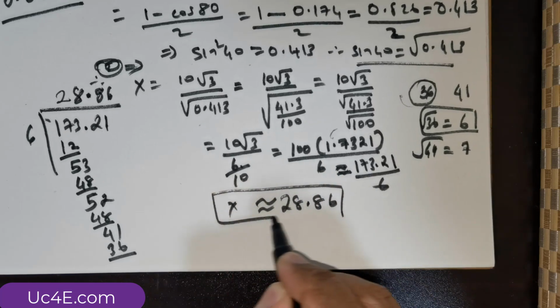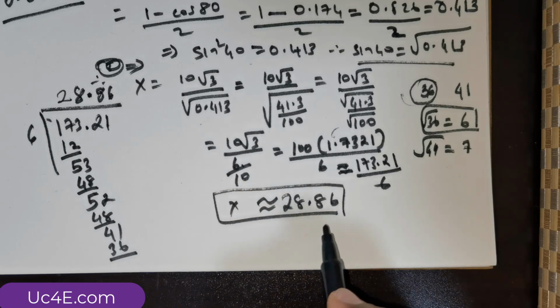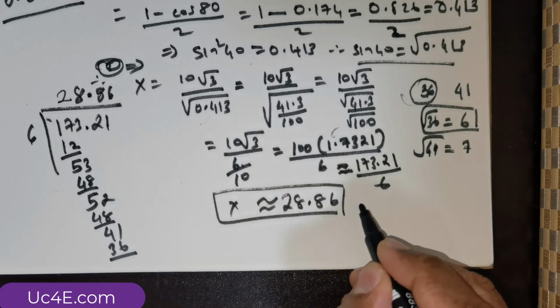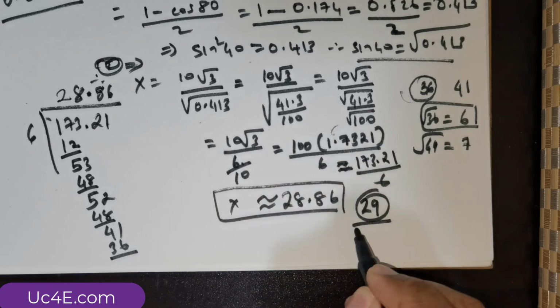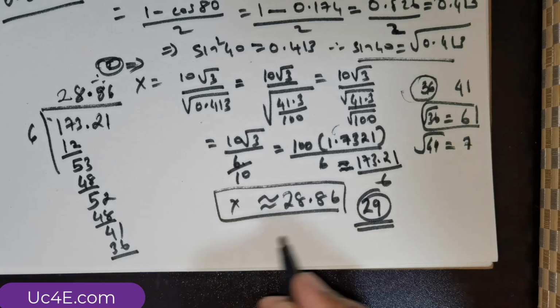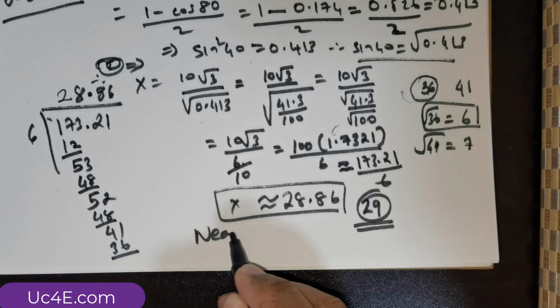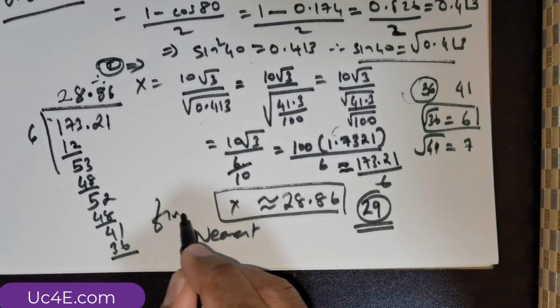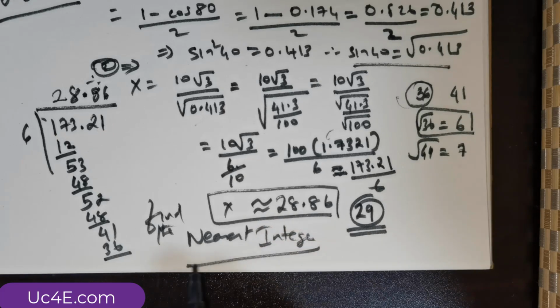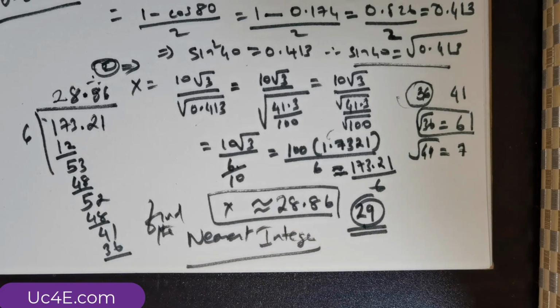28.86, and the question wants us to find the nearest integer. The nearest integer to 28.86 is 29. If the requirement is like that, most of the time they will ask you to find the nearest integer. This will be the question. Find the nearest integer. And in that case, 29 is the answer.